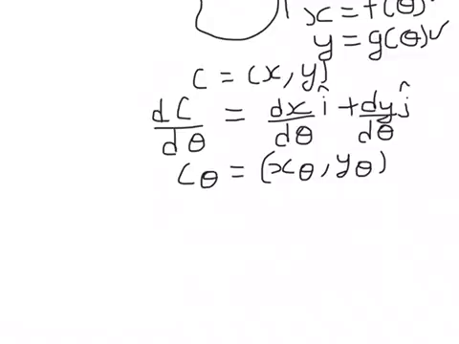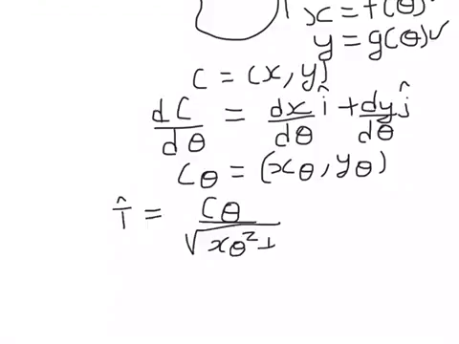And now if we want to find a unit tangent, which I'm going to say this is the unit tangent along the curve, for this we have to normalize. So we have this C theta, where theta is the variable with respect to which the derivative was taken, and then the normalization can be given by the square root of x theta squared plus y theta squared. Okay, so that's the unit tangent.